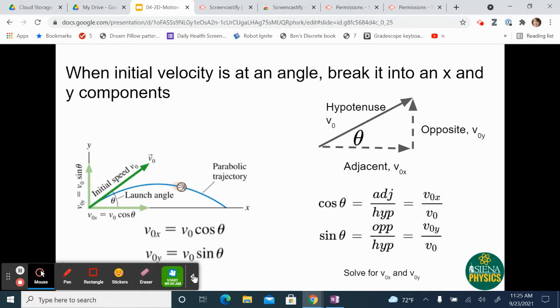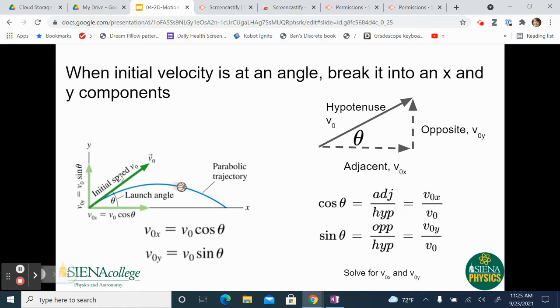So just looking at this, if we take our v sub zero, our initial velocity, and we think about it as a triangle, our hypotenuse of the triangle is our velocity, and then we have the adjacent side and the opposite side. That's just adjacent to the angle and opposite to the angle, right? So when we pick our angle, we define the opposite as across from the angle, and the adjacent as next to the angle.